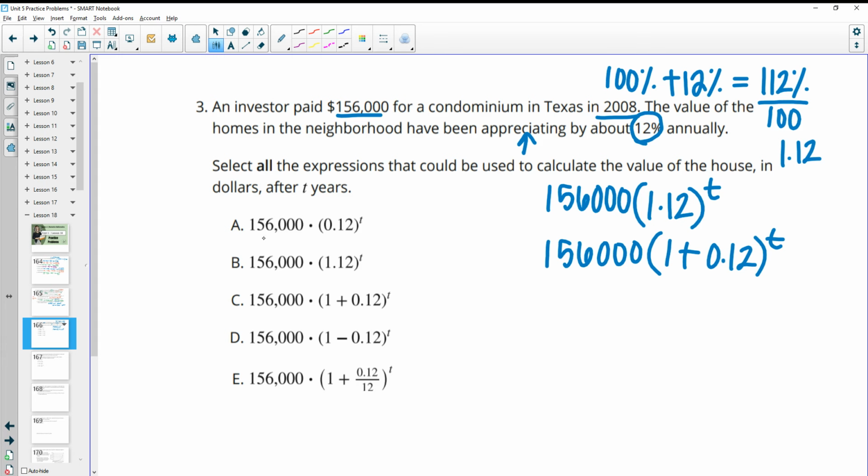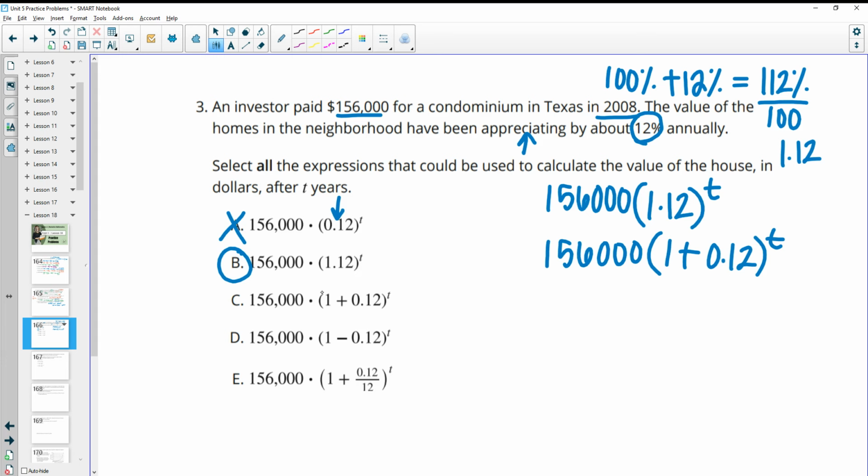So over here, part A just says that we're taking 156,000 times 0.12, which would be wrong. This would actually be depreciating by 88%. Okay, we're only getting back 12% of the value, not 112% of the value. So this one would be bad. B matches the way we wrote the first one, so the growth factor of 1.12. So this is perfect.